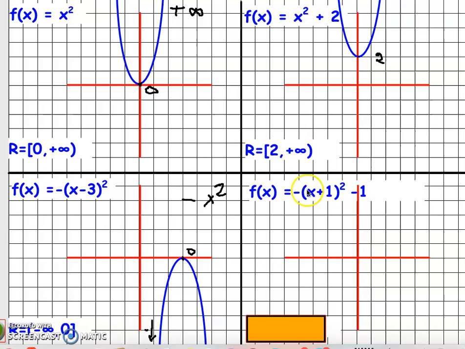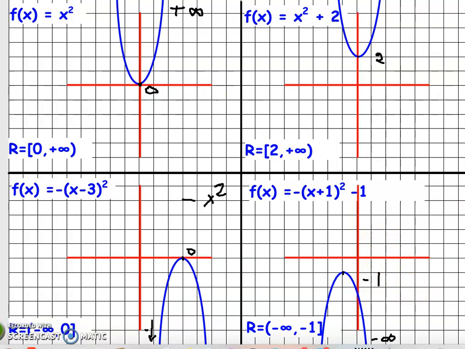F of x equal to minus x plus 1 squared minus 1. So this is f of x equal to minus x squared. Just notice here, when we have minus, we go to the right. Here we have plus, so we should go to the left by 1 unit. And outside the parentheses we have minus 1, so we should go 1 unit down, so it will be like that. So here the lowest y value is minus infinity, and the highest y value is minus 1, so the range of this function is minus infinity to minus 1, included.